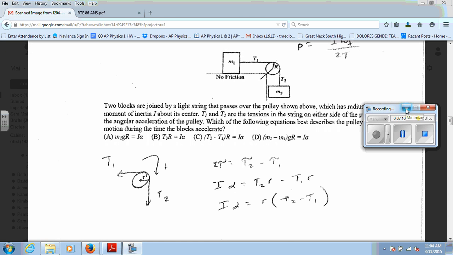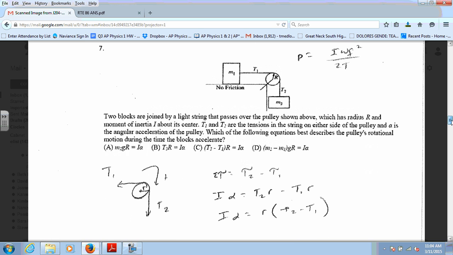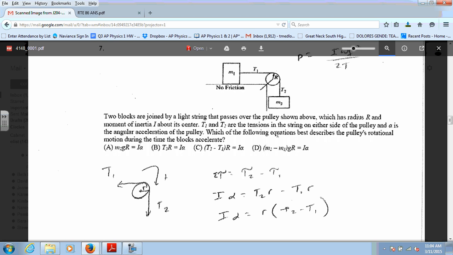All right, in this problem, we're just simply supposed to make an expression. This is a really good AP1 type question for, well, basically a net torque equation. So the net torque is not M2G times R minus M1G times R. That's not right. It's just, if you're the pulley, the net torques are the torque due to T2 and T1.